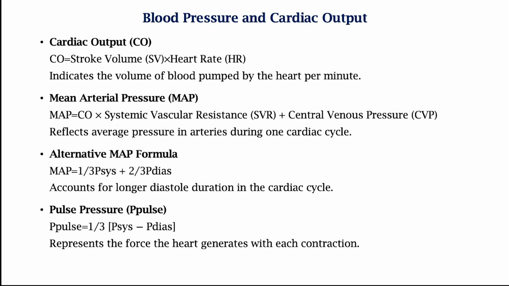This essentially indicates the total amount of blood that is pumped by the heart per minute. Then you could measure the mean arterial pressure, which is essentially the product of the cardiac output times the systemic vascular resistance, the total vascular resistance, plus some venous pressure.